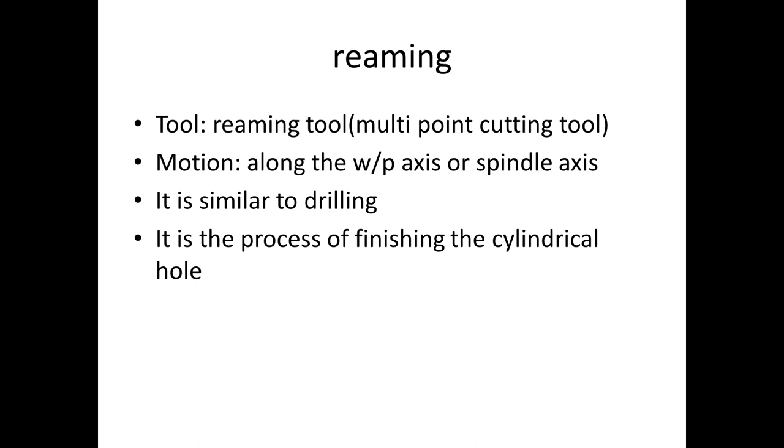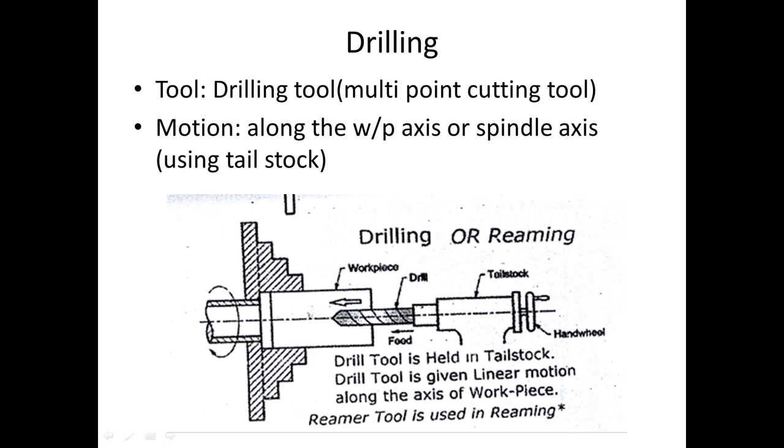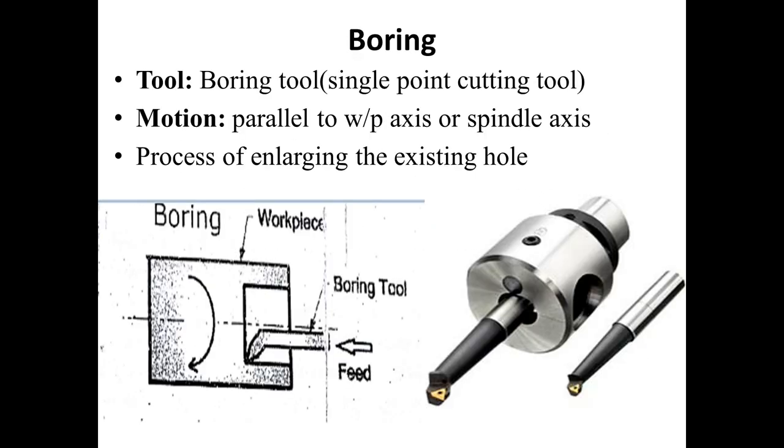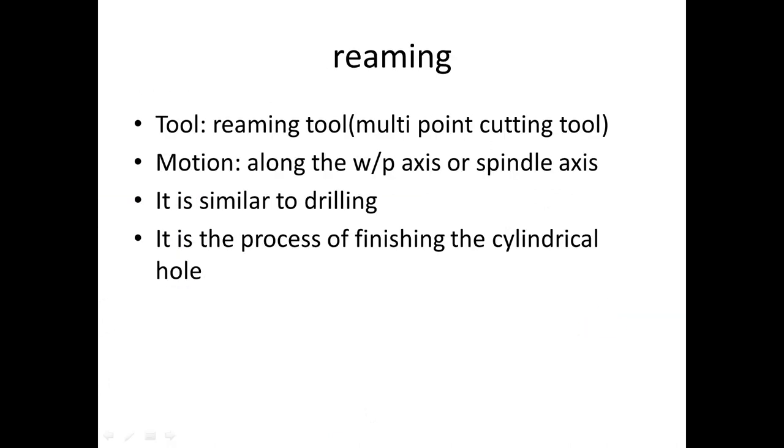Same operation, reaming operation. It is used for cleaning and smoothing the surface of an already drilled hole. So reaming is a multi-point cutting tool. Drilling is also a multi-point cutting tool. So this is what all the operations on drilling machines are. Means we can do the reaming operation and drilling operation on a drilling machine, but these two operations can be performed on a lathe machine. So those are the different operations performed on a lathe machine.